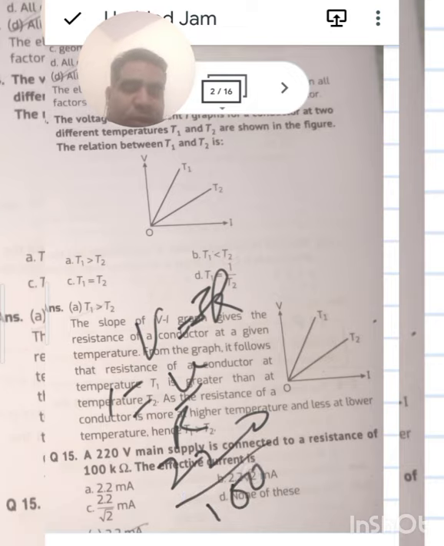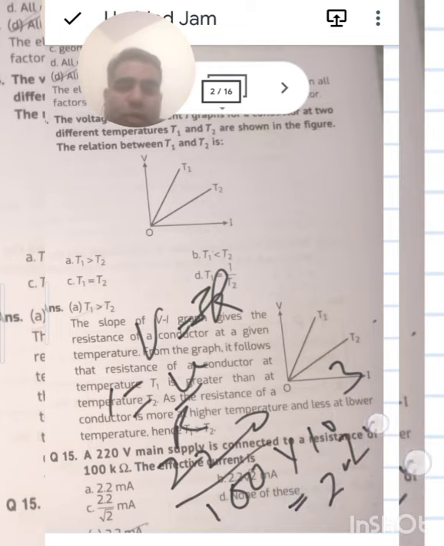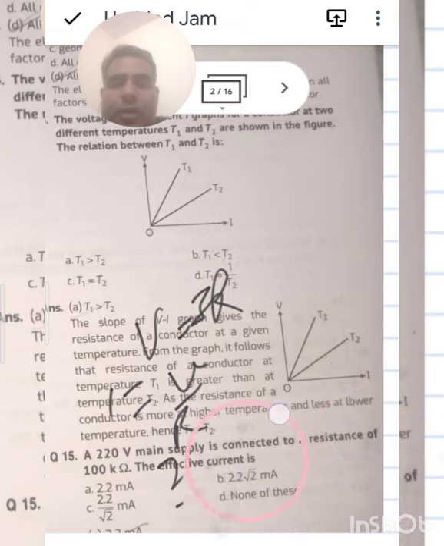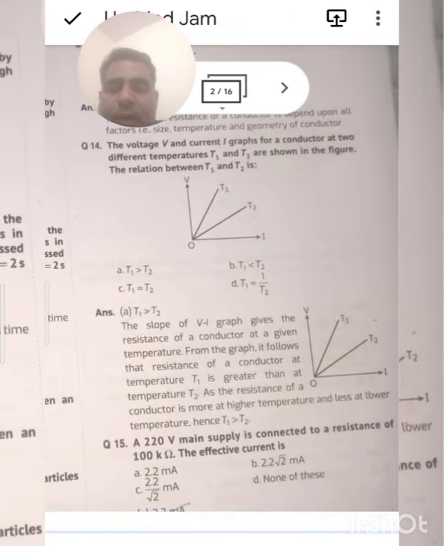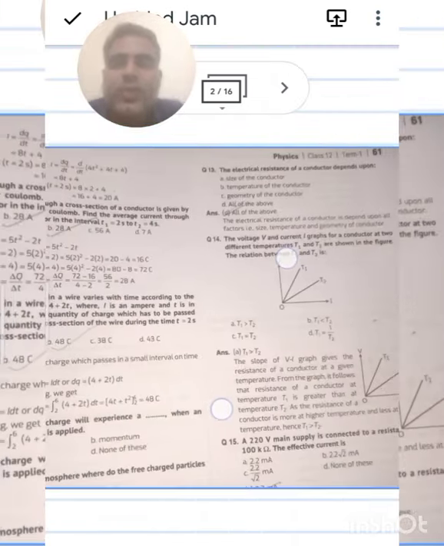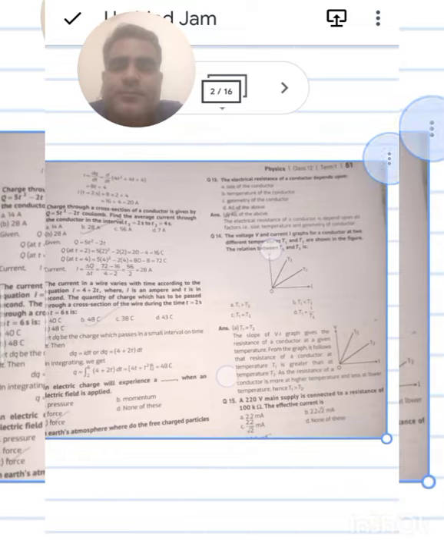So you will write 100 into 10 to the power 3. When you solve the question, this will be equal to 2.2 milliampere. So the total value will be 2.2 milliampere. The correct option is 2.2 milliampere, that is option A. Now dear students, let us move to another question.